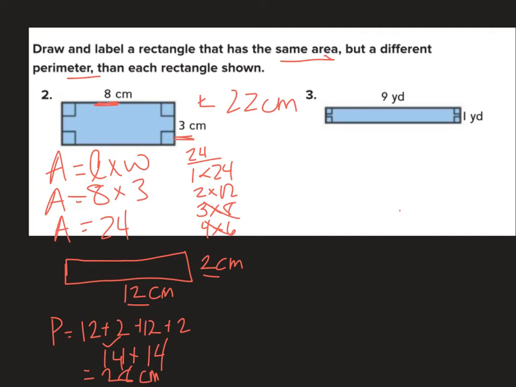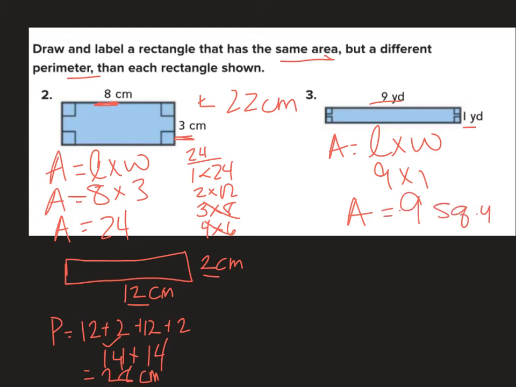So let's look at this next one. Our area equals length times width, so I need to multiply 9 and 1, which is an area of 9 square yards. Okay, I should have done square centimeters for this one. What numbers do we know that multiply together to make 9? 9 and 1 or 3 and 3, right? So our next one is going to be square, a 3 by 3. 3 yards by 3 yards.